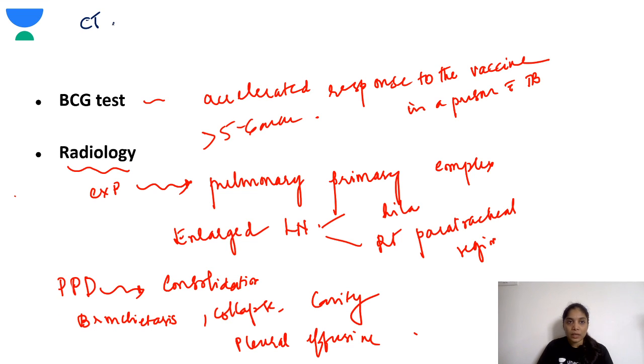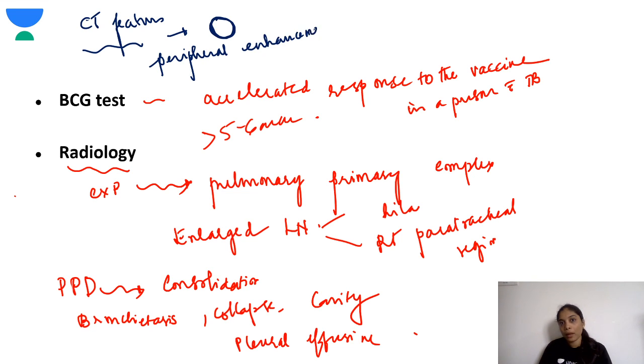So in CT features, what do you see in CT? The lymph nodes are seen, and you can see a peripheral enhancement of the lymph node. The inside is low attenuation, but the peripheral enhancement of the lymph node is seen. Now all these miliary nodules, centrilobular nodules, all that is seen in CT.